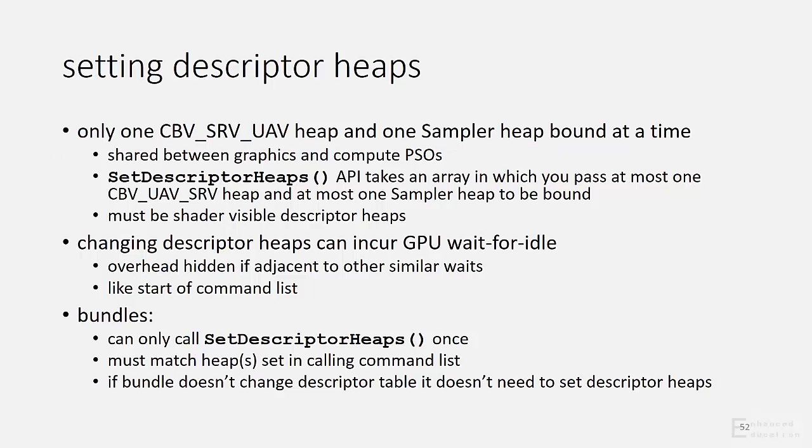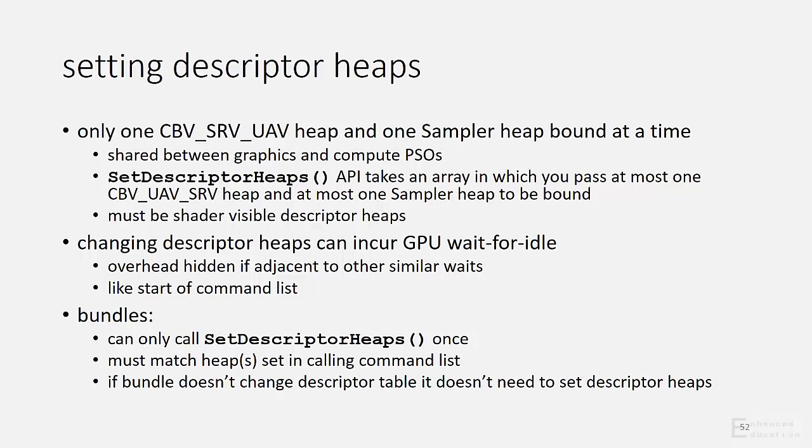If you need to change descriptor heaps on a command list, the cost is that it might mean the GPU has to wait for idle, which means finish all, for example, shading operations that might be in flight on the GPU. So it's like a little bubble. Now, a way to hide that cost would be to limit your descriptor heap changes to being adjacent to other operations that might cause similar waits. And the most obvious example is limiting your descriptor heap changes to the start of the command list, for example.